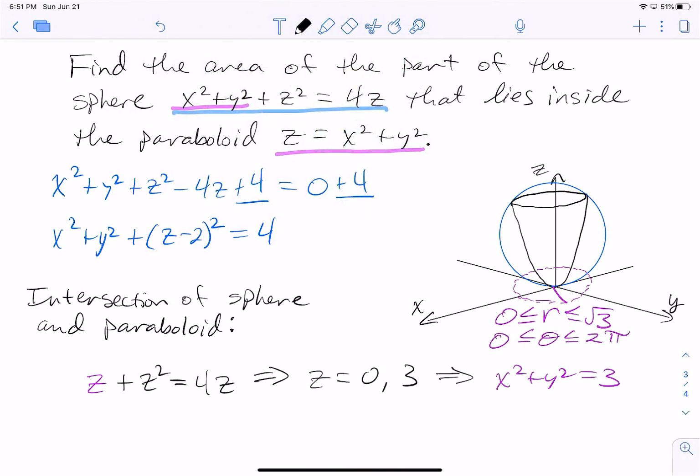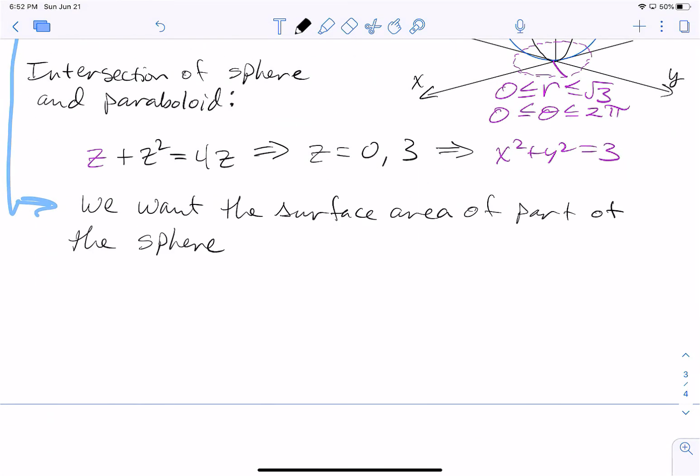Now we need to deal with our integrand. We've got two surfaces, right? We've got the paraboloid and we've got the sphere. The area that we want is on part of the sphere. So we're looking for basically the cap of this sphere. And because the area that we want is the area of the sphere, we know we're going to use the equation of the sphere when we take our derivatives. In fact, I'll make a note here. We want the surface area of part of the sphere.